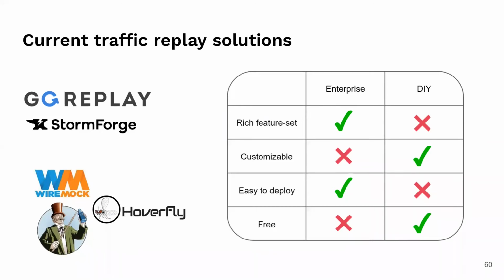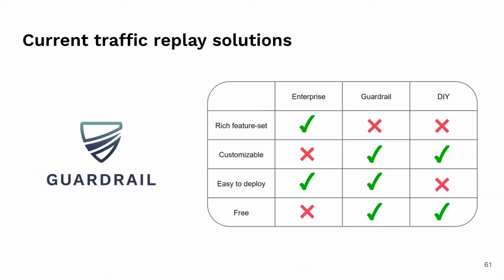So if an application is maintained by a small team, they might not need the advanced features of an enterprise Traffic Replay tool, and they might not have the time to develop their own. And this is the use case for Guardrail. It's not as feature-rich as the enterprise options, but it's easier to deploy than the DIY options, making it a good fit for small teams that wouldn't have a very complicated testing scenario and don't have much time to build their own microservice testing tooling.